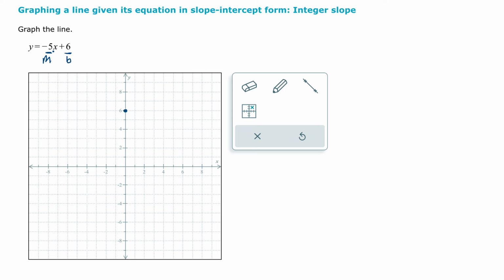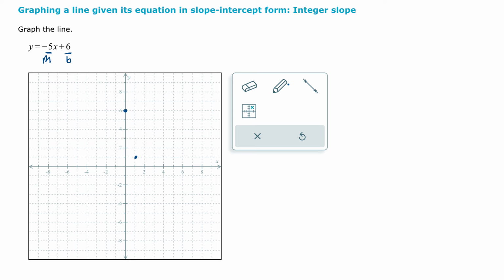My slope is negative 5. That means that for every unit I go 1 to the right, I'm going to go 5 down. So I can count 1 to the right and down 5. 1, 2, 3, 4, 5, and put my next point there. Then I'm going to draw a line between those 2 points.